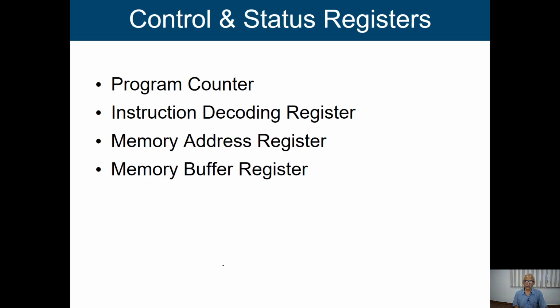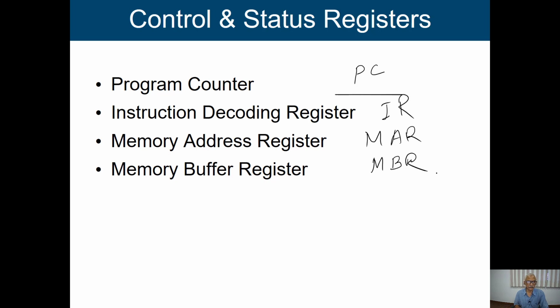Second one is the control and status register. This is a class of registers, and generally these are special purpose registers. I think we have already mentioned those particular registers: the program counter, the instruction register or IR, the memory address register MAR, and the memory buffer register MBR. We are going to use those registers for specific purposes only. That's why I am not saying that these are general purpose registers, but special purpose registers.